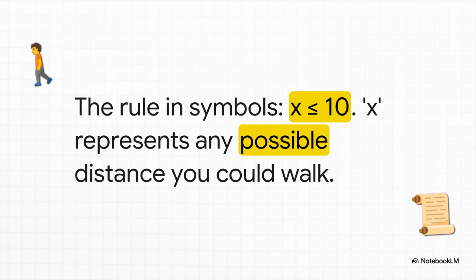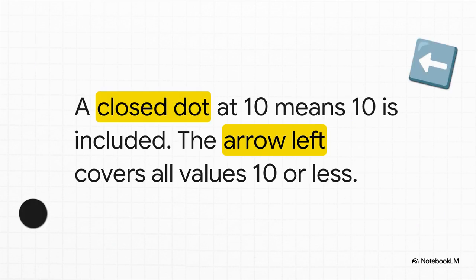And when we draw this out, the whole rule just snaps into focus. And there it is, the whole rule, clear as day. See that closed dot on the number 10? That tells us walking exactly 10 miles is totally okay. And the arrow shooting off to the left, that covers everything else that's allowed. 9 miles, 5 miles, even half a mile. Anything from 10 on down.